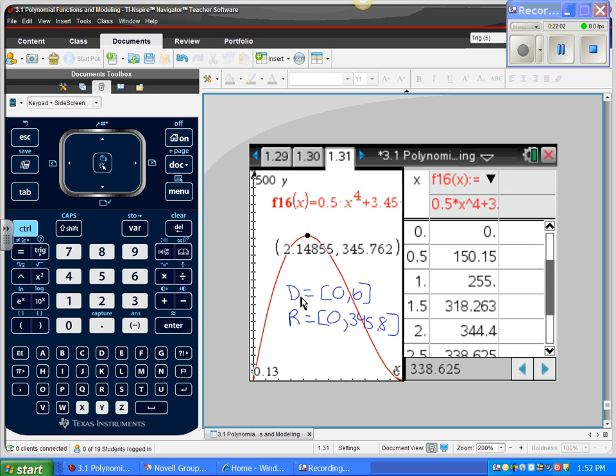And remember, you're using domain and range with your constraint of the problem. You have to think about what you're actually doing and then adjust.